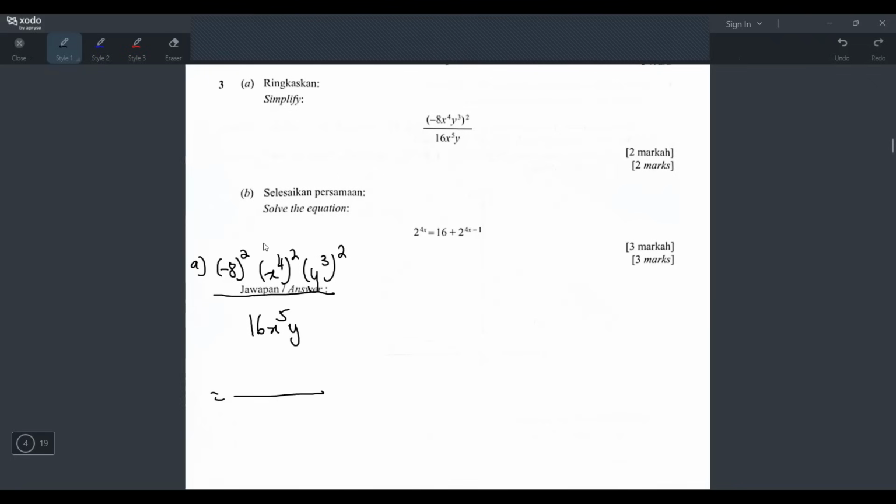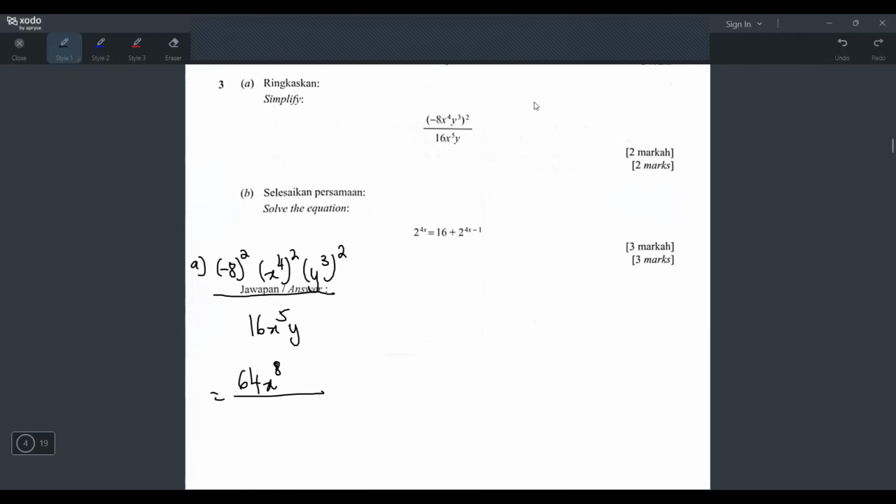Okay, what is negative 8 power 2? Use a calculator, you can get 64 here. Right? And then what is x power 4 power 2? Don't tell me x power 6. Who said x power 6? I'll hit you. Okay. This one is x power 8.